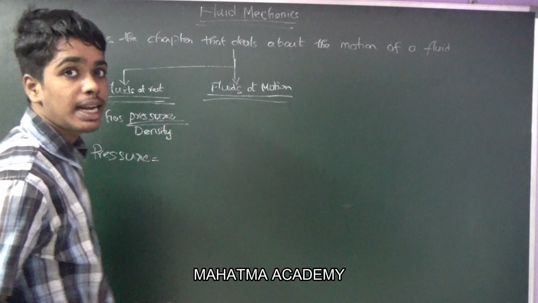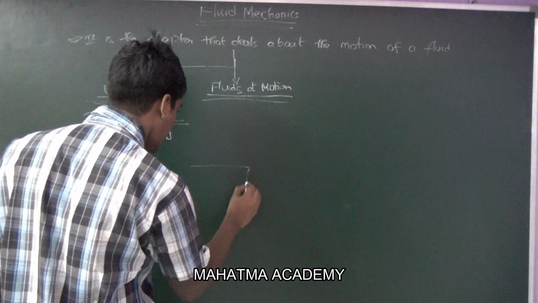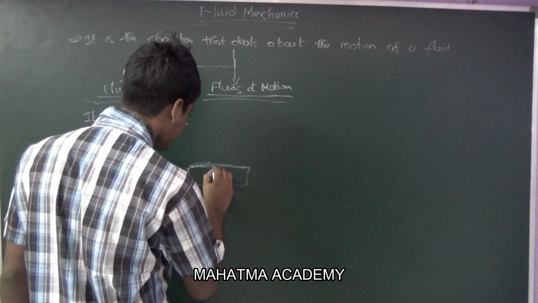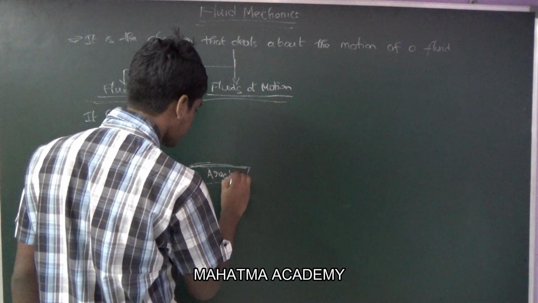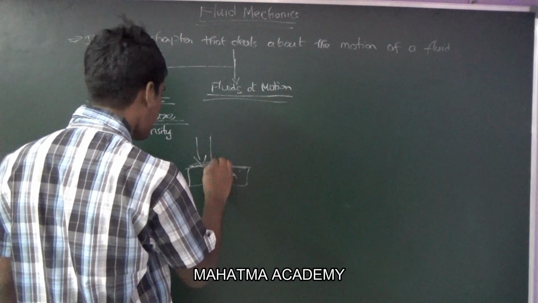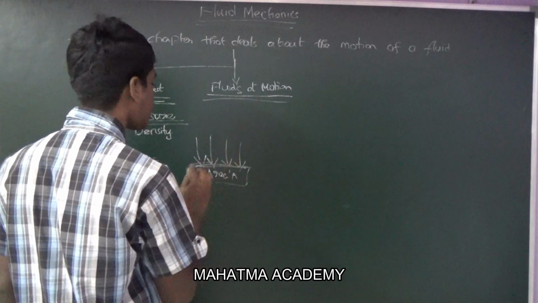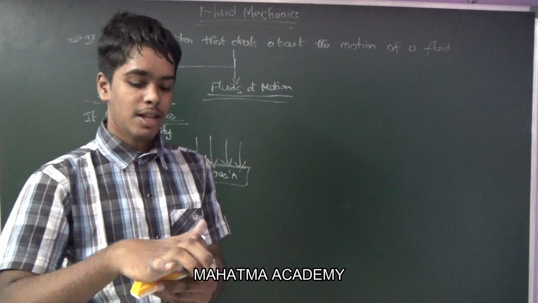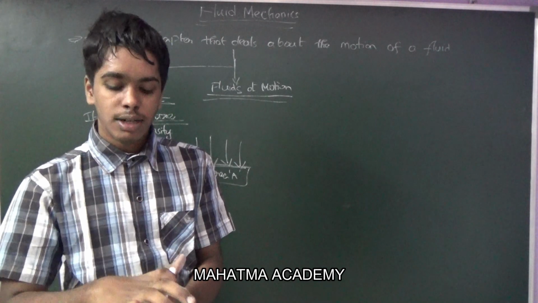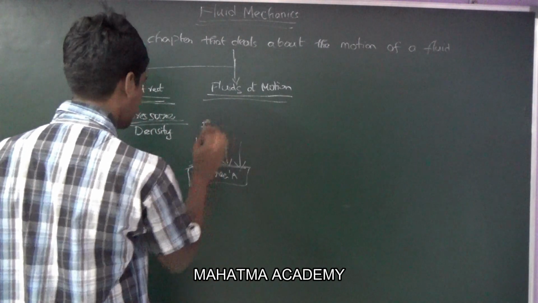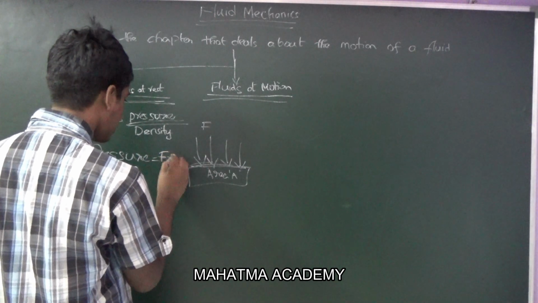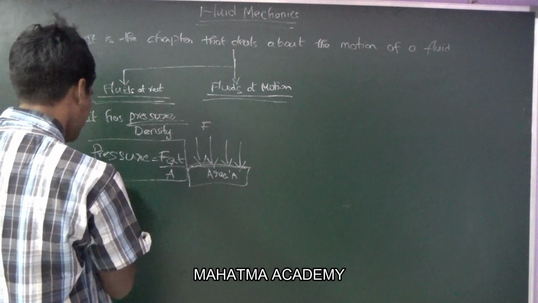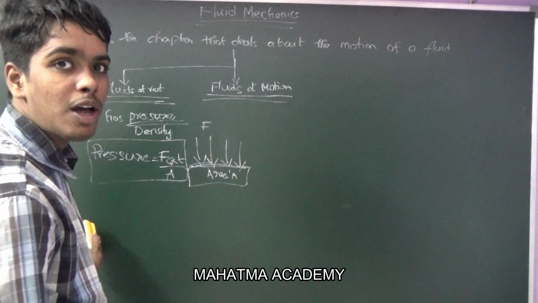Now pressure states that, first suppose there is an object having area A. Now the force applied. For example, it is a duster having area A and we apply the force F. So the pressure will be force upon area, so it will be F external upon area. It is the formula of the pressure.